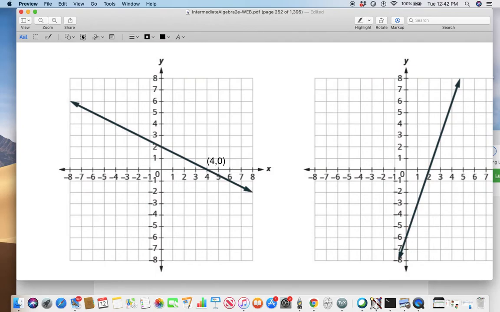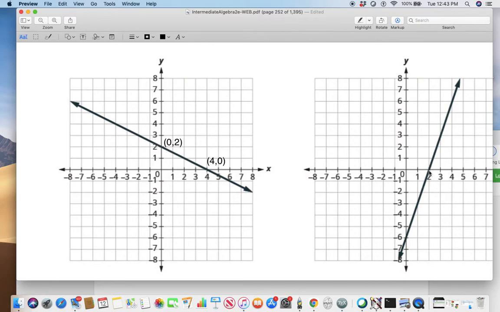Likewise, the y-intercept is the point (0, 2). You notice, don't forget, it's a point, not just a number. So you need both the x and y coordinates. So that's the x-intercept, that's the y-intercept.